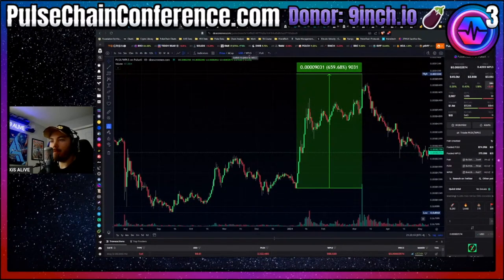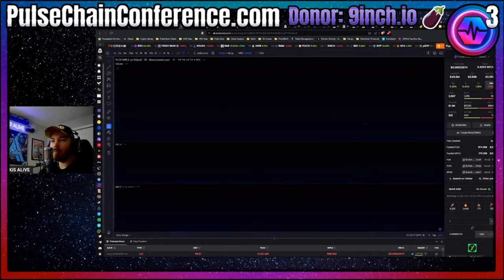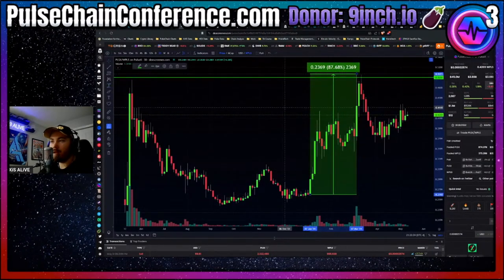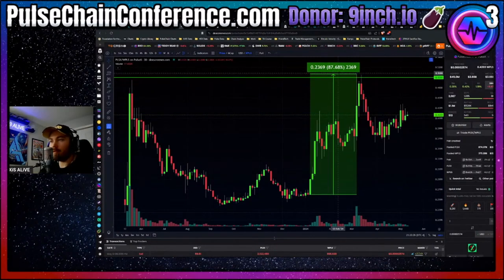Now, if I go into the WPLS chart, it should show the difference between the two, because that's all that this is doing. January 7th to the peak, 87%. So almost that 100% difference between 300% and 600%. This is saying here, based on these 2 touch points, that PulseX overperformed Pulse in Pulse terms by 87%. So it's just shy of a 2x. It's doing 2x better in terms of this particular price move.